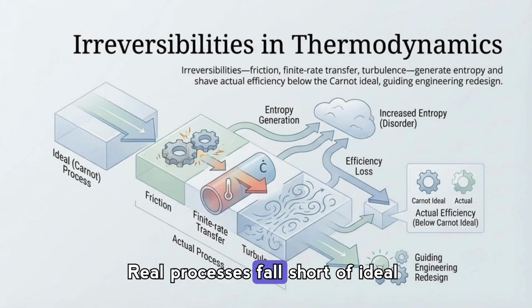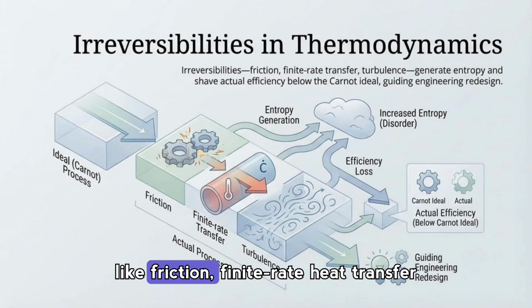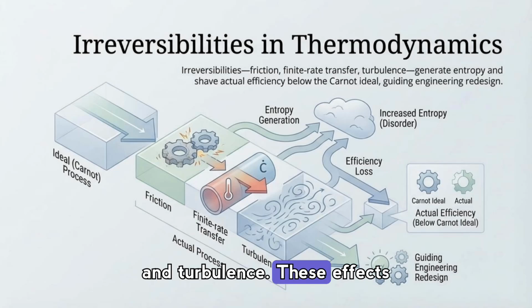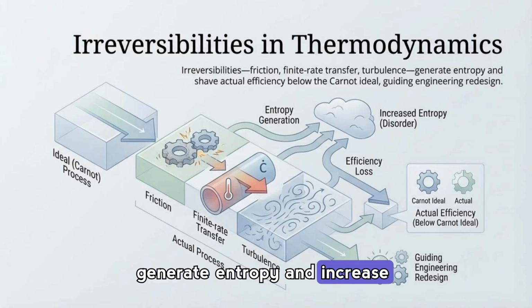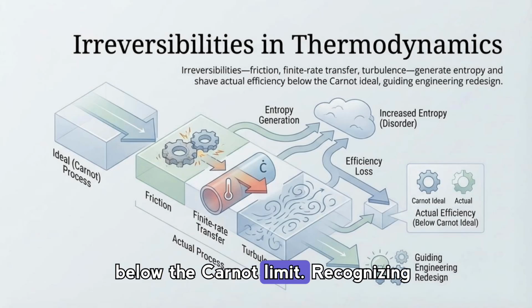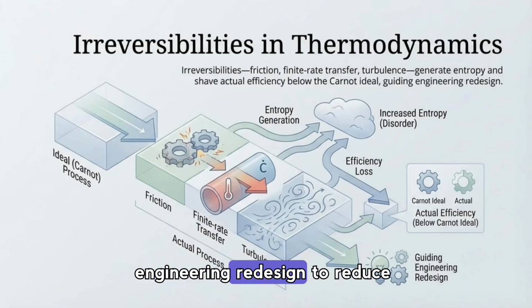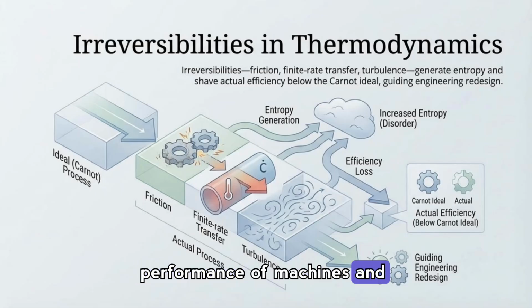Real processes fall short of ideal cycles because of irreversibilities like friction, finite-rate heat transfer, and turbulence. These effects generate entropy and increase disorder, producing efficiency losses below the Carnot limit. Recognizing where entropy is produced guides engineering redesign to reduce losses and improve the practical performance of machines and systems.